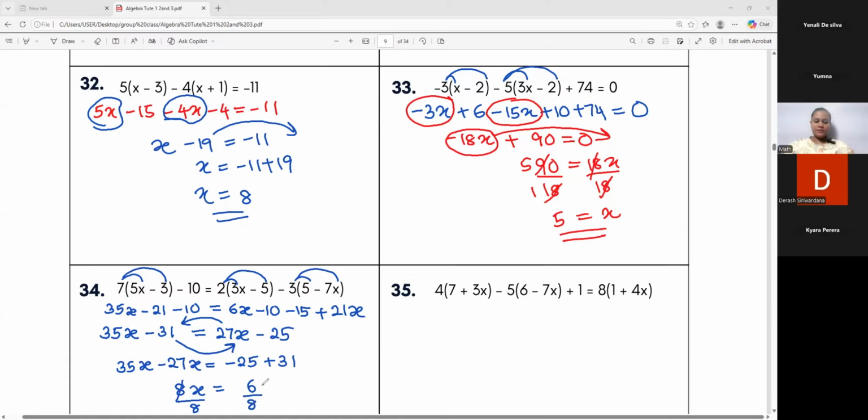8 and 8 get cancelled. Simplify by 2: 6 is 2 times 3, 8 is 2 times 4. x is equal to 3 over 4. As a decimal, x is equal to 0.75. Is this the answer? Yes, teacher. Okay, then the next one.